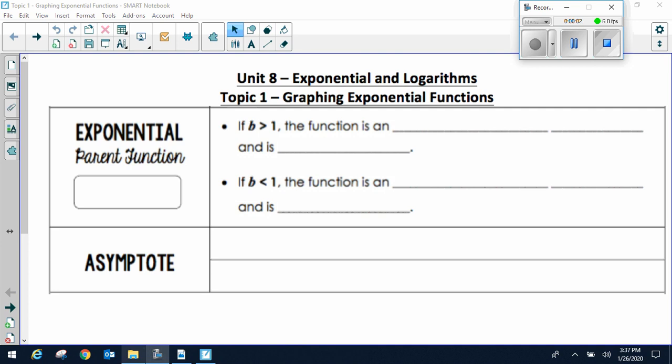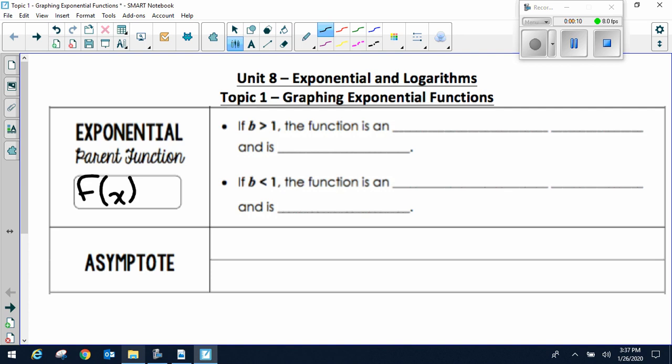All right, so today we're going to talk about exponential functions, and let's go ahead and talk about the parent function. So the parent function is f of x equals b to the x power. That's what the parent function is. So now x is going to be in the exponent for all of these. And there's two types of them.